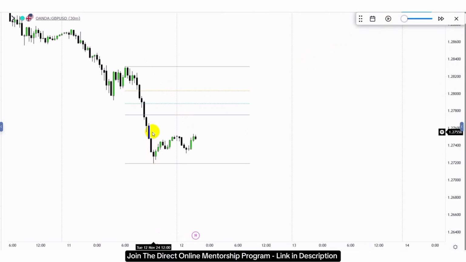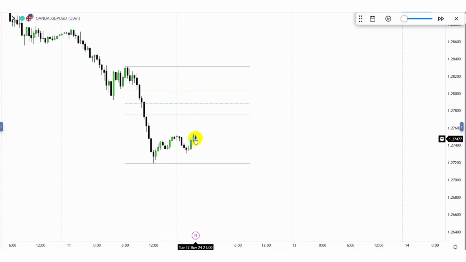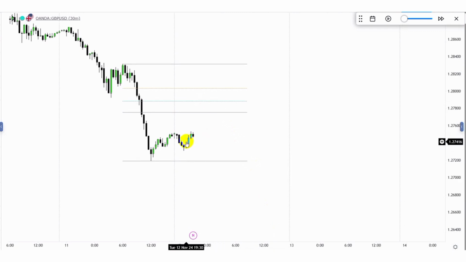So we can see price push to the upside. Now here is our premium, here is discounts, this is equilibrium. Now we can see that price is still within the discounts. In a bearish market condition, we want to see the price trade into premium. Then we have the bearish continuation to the downside. So we're going to look forward to see if price is going to dip into premium before we have the bearish continuation of price to the downside.